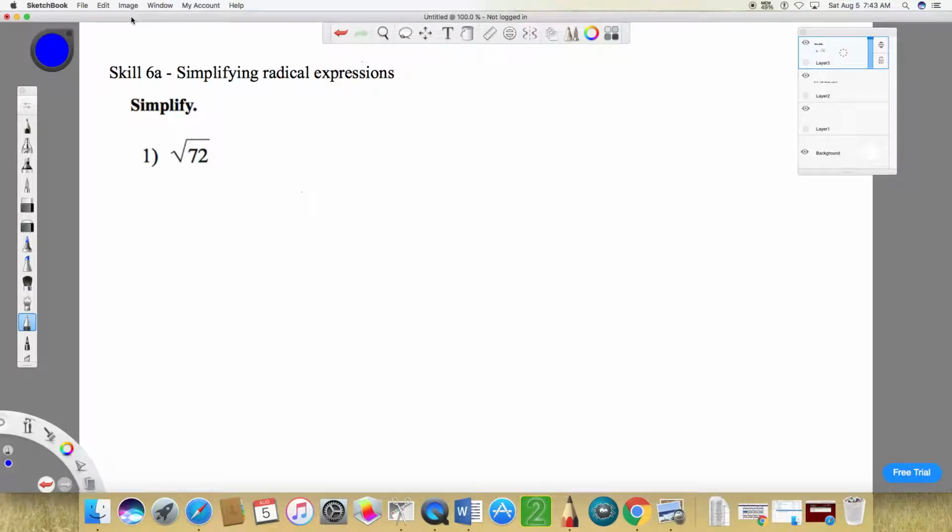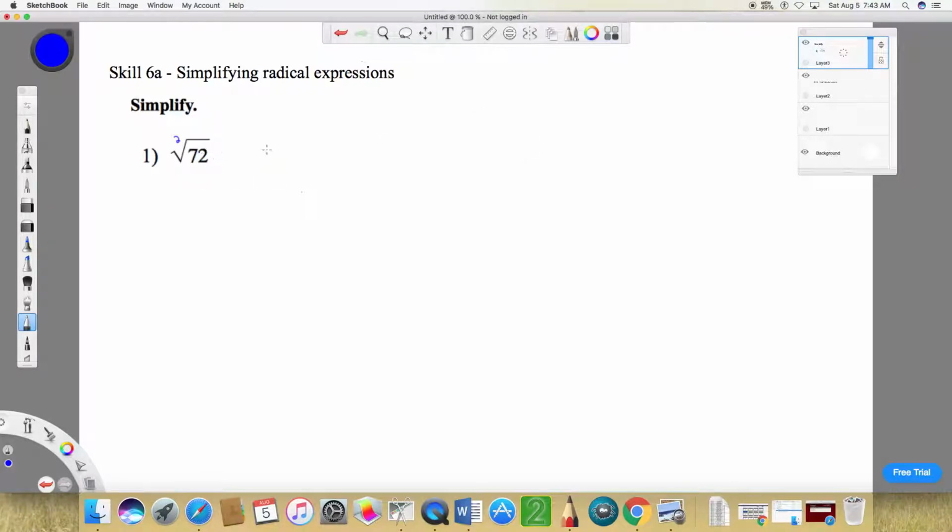Let's take a look at our Skill 6A homework problems. Here they're asking us to simplify the square root of 72. So recognize that an index of 2 is implied and that we want to break down 72 and find a pair of values. Whenever you have a pair, we'll pull it out.